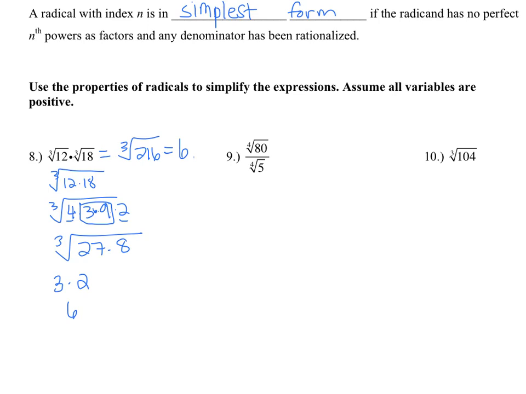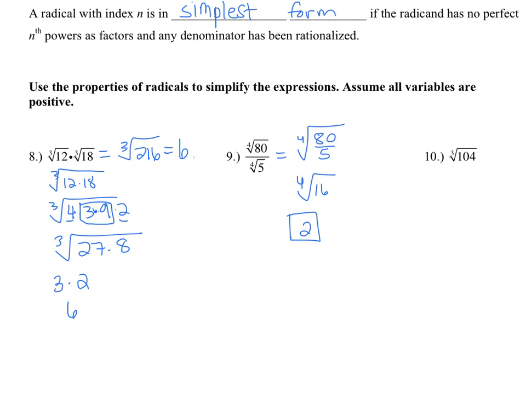Alright, number 9 says the fourth root of 80 divided by the fourth root of 5. So I'm going to put it together as the fourth root of 80 divided by 5. So you get the fourth root of 16. Well, the fourth root of 16 is 2, because 2 times 2 is 4, times 2 is 8, times 2 is 16.